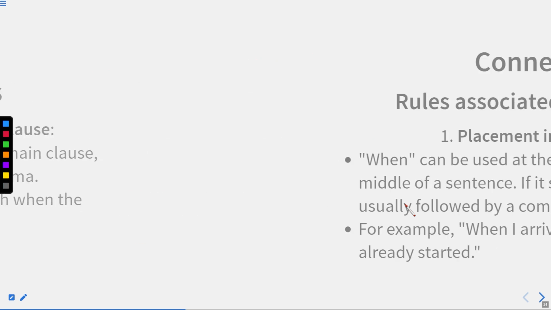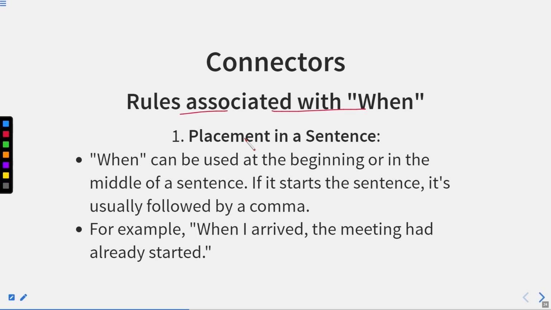Now, rules associated with when. First of all, placement in a sentence. When can be used at the beginning or in the middle of the sentence. If it starts the sentence, it is usually followed by a comma. For example, when I arrived, the meeting had already started.